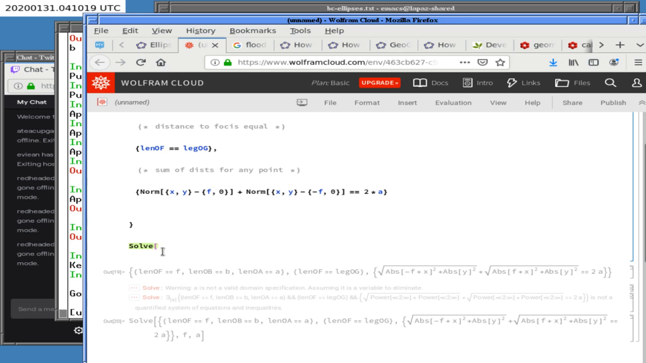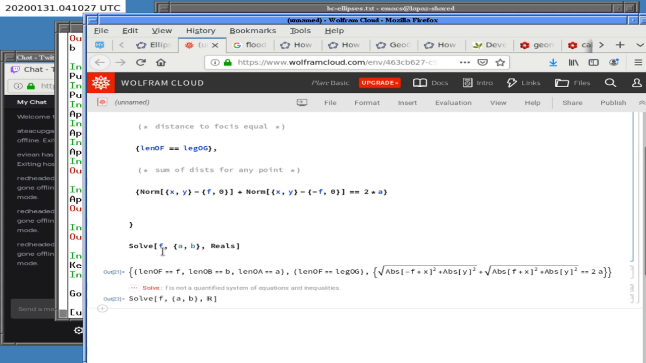Let's solve F in terms of A and B over the reals. I don't think that's going to work. F is not a quantified, yep, okay. I mean, the idea here is F is not a quantified system of equations. Yep, that's not what we want. So the idea here is we want to say, what can you tell me about F in terms of A and B? And you can solve this third equation to actually get that.